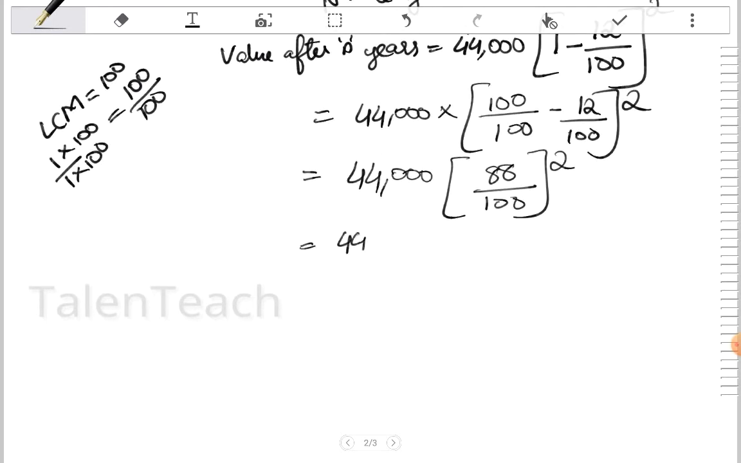So 44,000 into (88/100) whole raised to 2. So we have to multiply 88 by 100 two times. So (88/100) into (88/100). So now we have to find the value. Now we have to do the calculation.